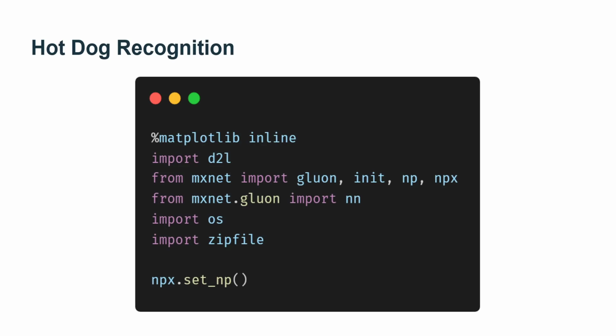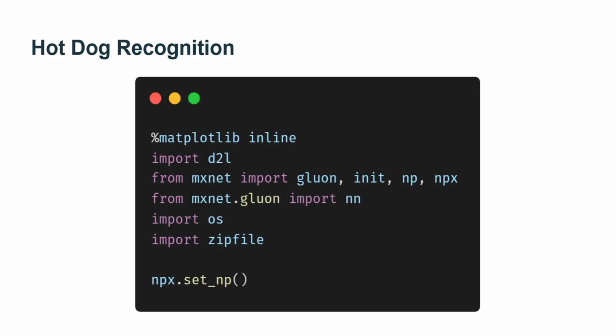Hot dog recognition. Next, you will use a specific example for practice: hot dog recognition. You will fine-tune the ResNet model trained on the ImageNet dataset on a much smaller dataset. This small dataset contains thousands of images, some of which contain a hot dog. We will use the model to fine-tune to identify whether an image contains a hot dog.